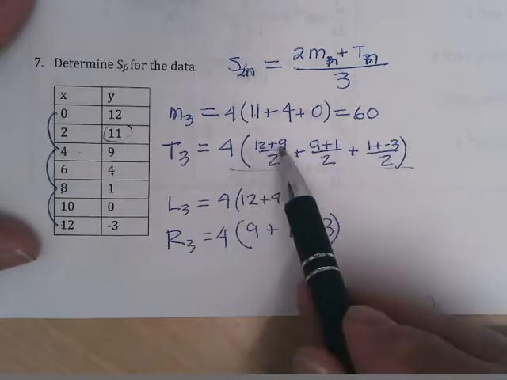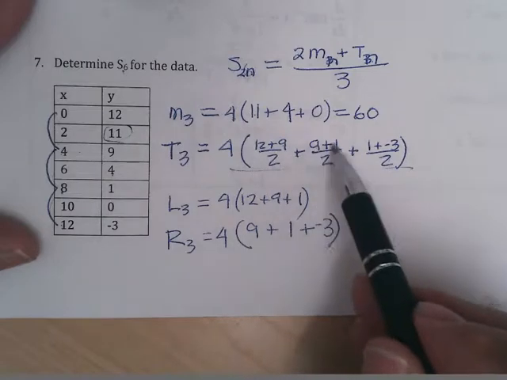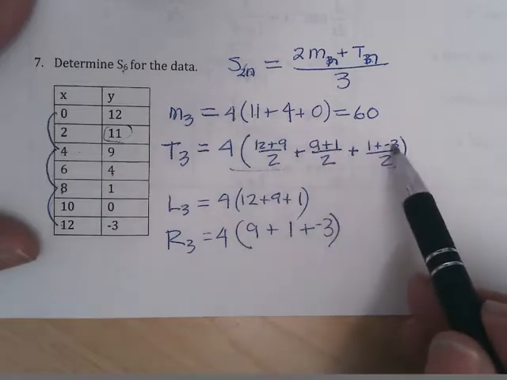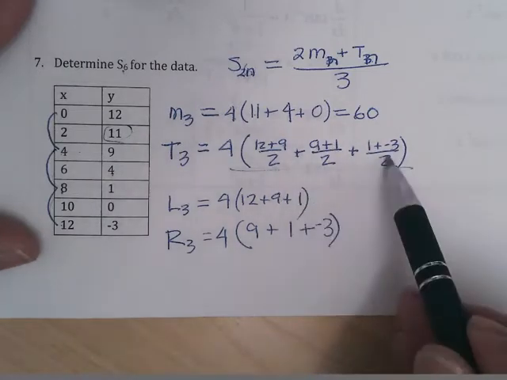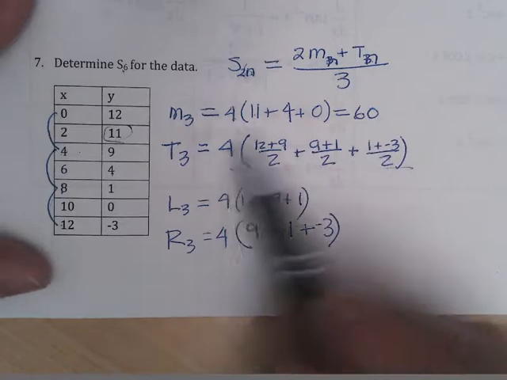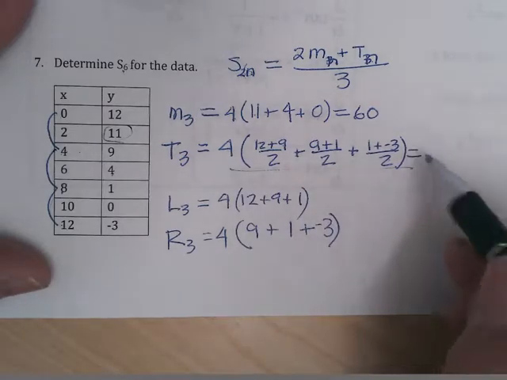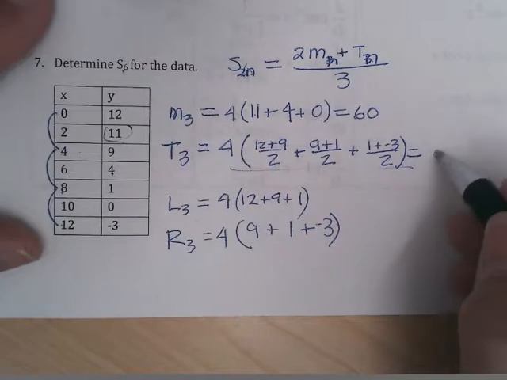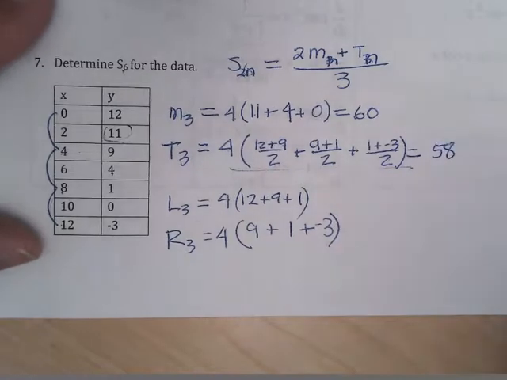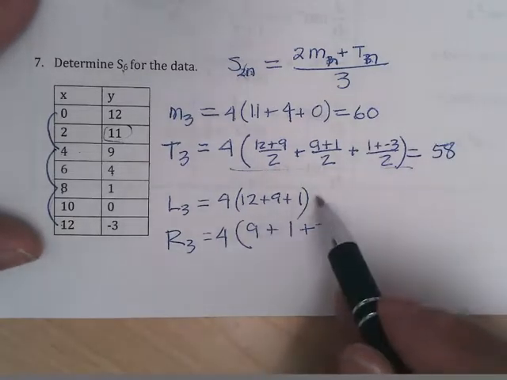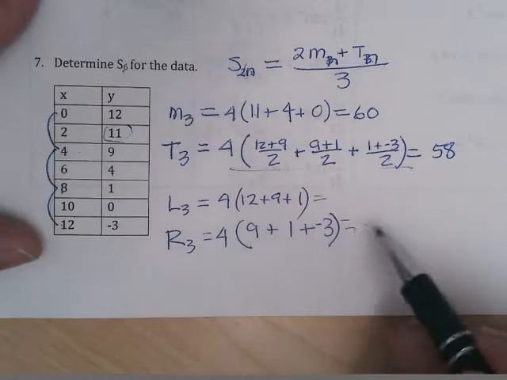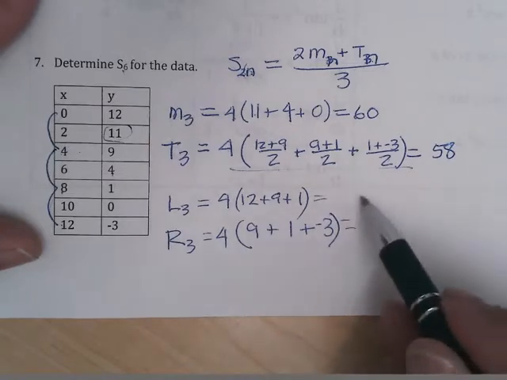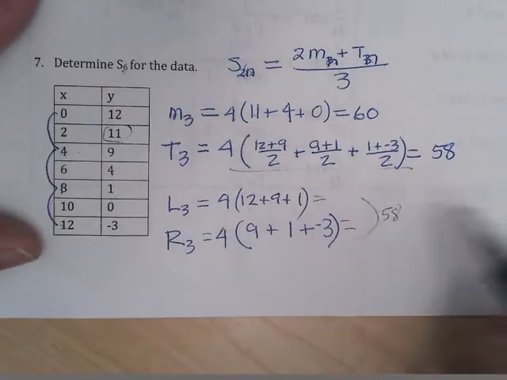So 9, 12, 21, 31, 32 minus 3, 29 divided by 2 times 4 would be just 4 divided by the 2 is 2 times 29, which is 58, which is what I should get if I found this one and add them up, divide by 2. I get it. 58 for the trapezoidal.